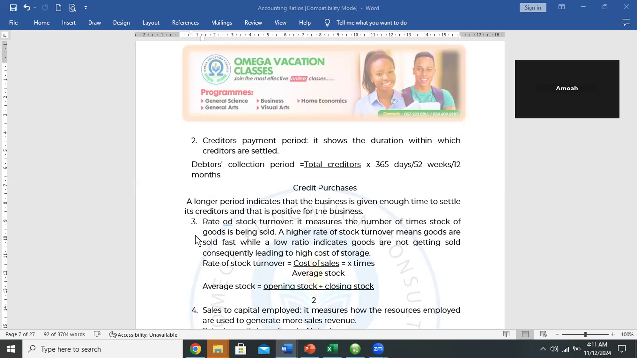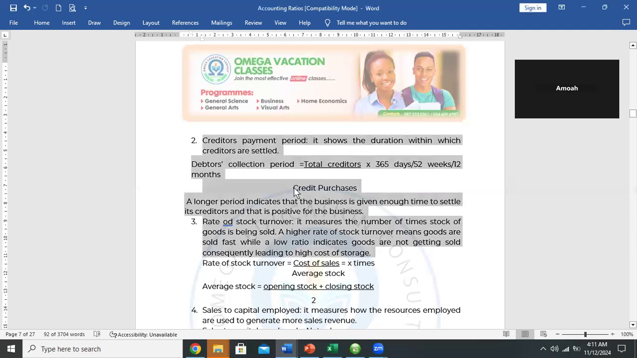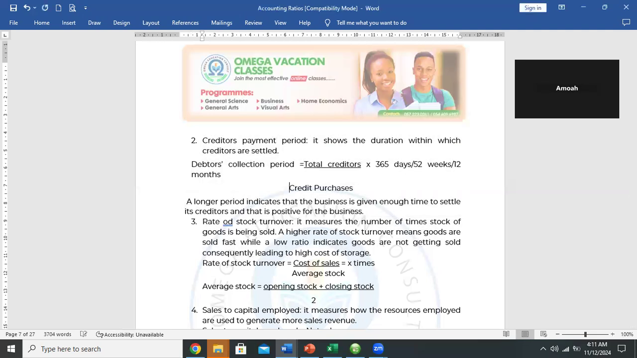So it's like the opposite of the debtors' collection period. This time it's your creditors' payment period. How long does it take you to pay your creditors or suppliers, right? And the formula is your total creditors divided by credit purchases, multiplied by either days, weeks or months.